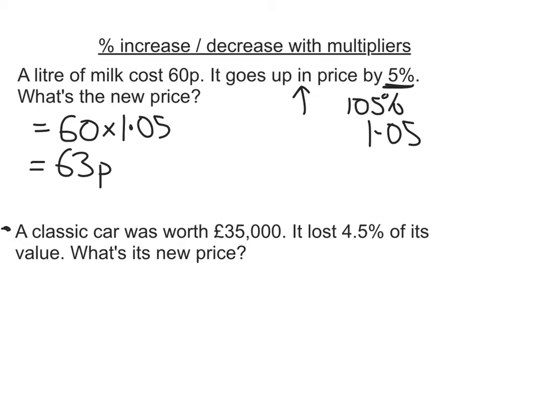Let's look at the second question. A classic car was worth £35,000 and it lost 4.5% of its value. What's its new price? So it's lost, so it's going down. So we need to take our decrease away from 100%.